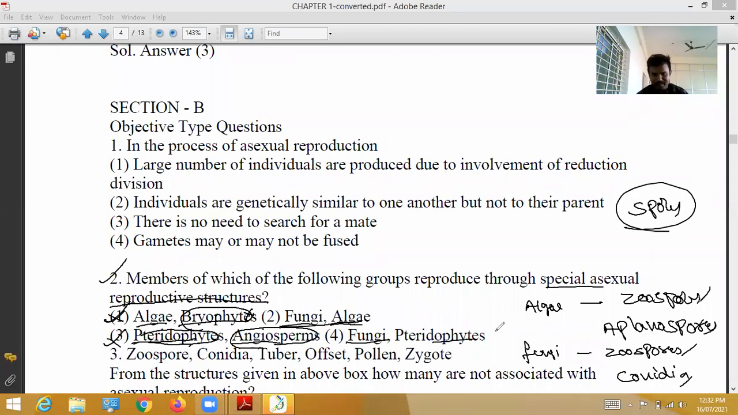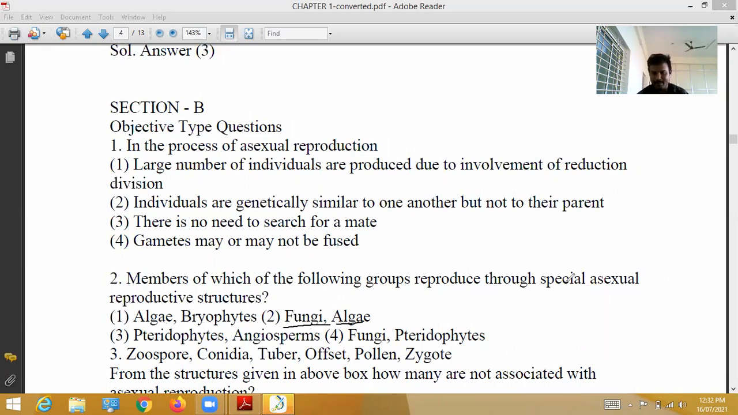So among the four options, fungi and algae produce asexual reproductive structures. If you study the sporulation topic, the formation of spores in special reproductive structures is called sporulation. So for the second question, the correct option is 2.